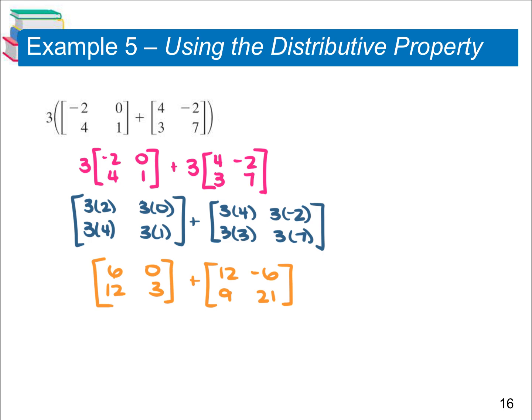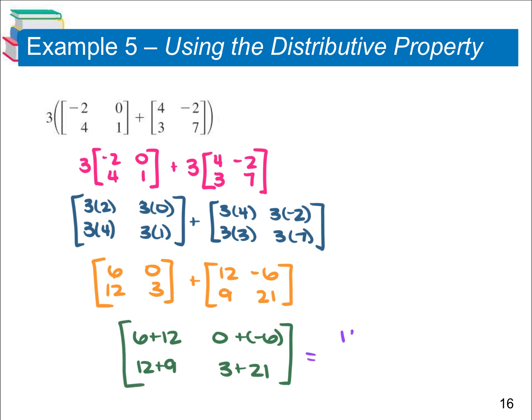So now we're going to do the 6 plus the 12, the 0 plus the negative 6, and the 12 plus the 9, as well as the 3 plus the 21. This will give us 18, negative 6, 21, and 24.